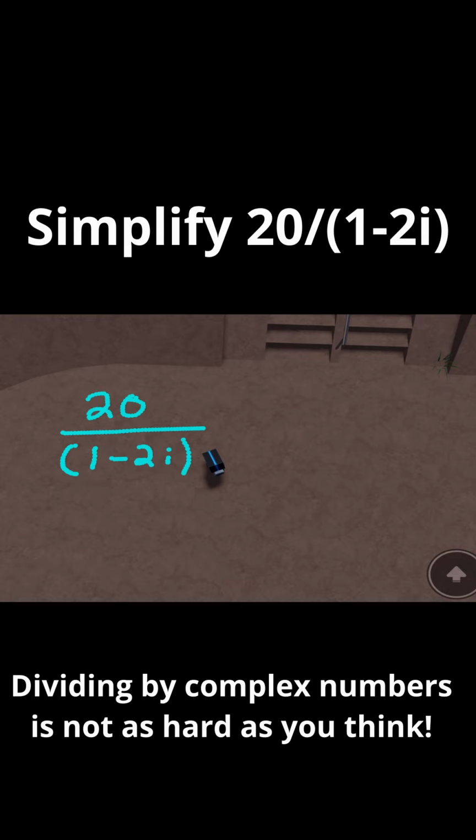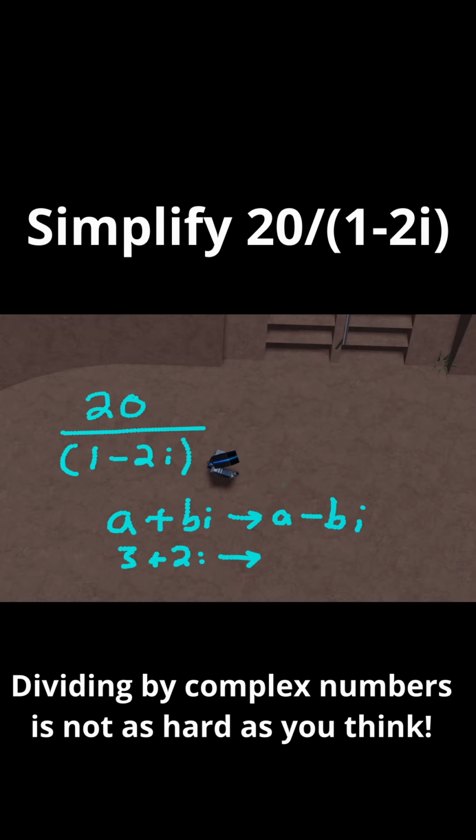What you need to do is find the complex conjugate of the complex number in the denominator. What is a complex conjugate? Well, if you have a number in the form of a plus bi, such as 3 plus 2i, its complex conjugate is just you make it a minus bi. That means you flip the sign on the imaginary part. So 3 plus 2i would have a complex conjugate of 3 minus 2i.